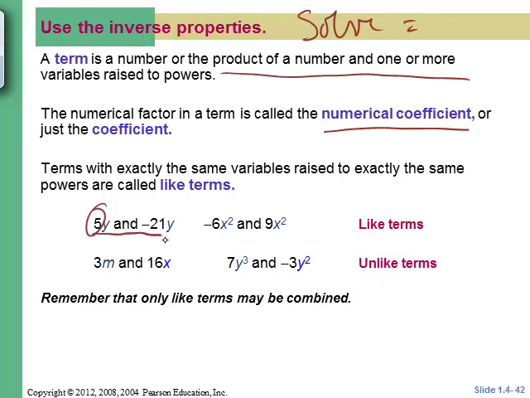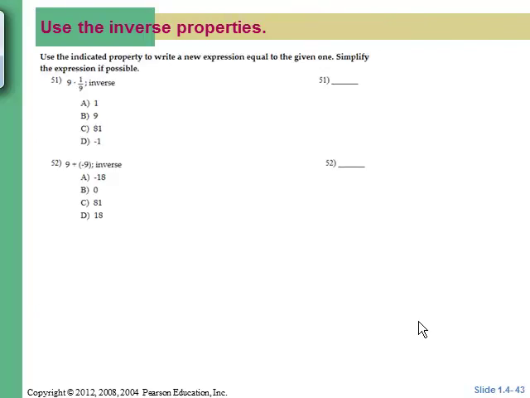These two are like terms because they are both y. These are like terms because they're both x squareds. These are not like terms because they don't have the same letter, and these are not like terms because they don't have the same power. You can only combine like terms.